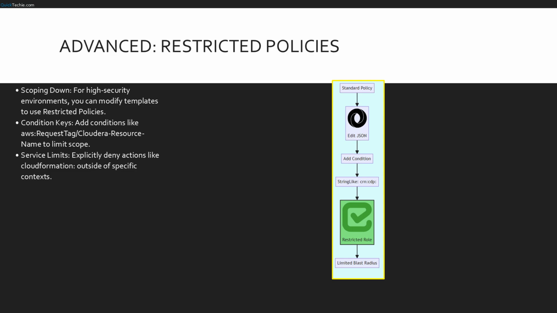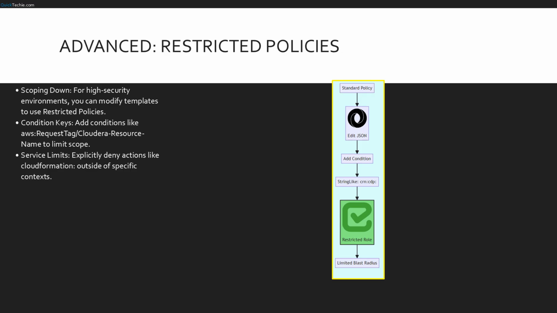For organizations with strict security mandates, the default power user style roles might be too broad. You can modify the CloudFormation templates to apply restricted policies. This involves editing the JSON to add condition keys. For example, you can restrict the EC2 terminate instances action so it only works if the resource has a tag starting with CRN, CDP. This ensures that the Cloudera role can only manage resources it created itself, significantly reducing the blast radius of the identity.